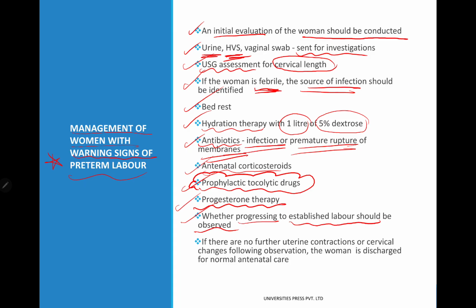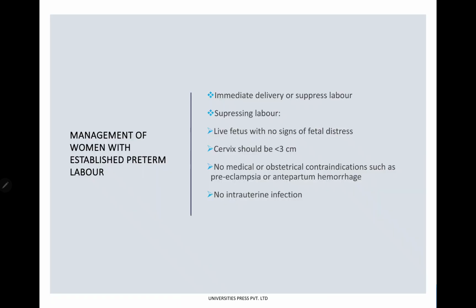So whether progressing to established labor or not, it should be observed. If there are no further uterine contractions or cervical change following observation, the woman is discharged for normal antenatal care. So we need to look for uterine contractions and cervical change. Carefully we should observe. If there are no changes, then the woman is discharged for normal antenatal care.